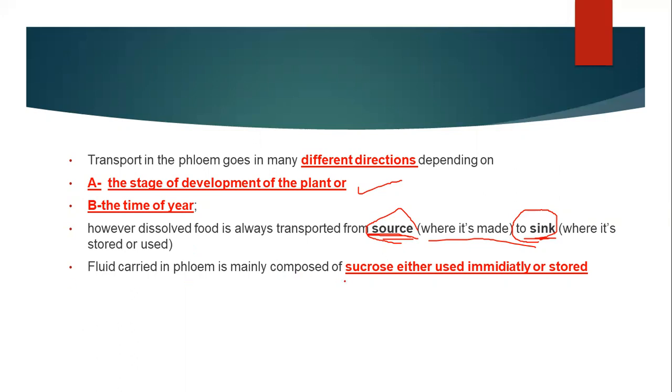The fluid currents in the phloem are mainly composed of sucrose, either used immediately or stored. This is the second rule we have to understand today: if the plant needs this sucrose for production of energy or different metabolic processes, it will use it immediately. If there is no need for this sucrose, it will be stored. If the plant is actively growing, the plant will use the sucrose. If the plant is not actively growing and is dormant, or sleeping, with no growth, then this excess sucrose will be stored, especially in the roots.